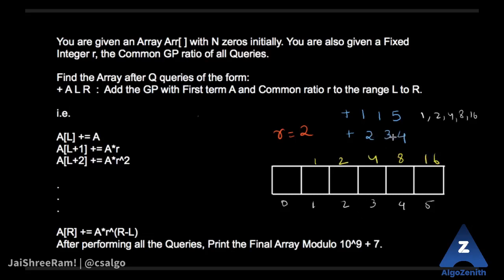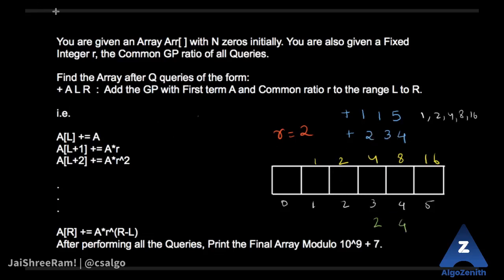Then there is this second query where you have to add in the range 3 to 4, that is this range, and you have the starting value 2 and the common ratio 2 as well. So the values that you will need to add are 2, because that's the first term, then 2 times 2, 4, right? That's the second term, and that's all. Like, you need to add only in the range 3 to 4.